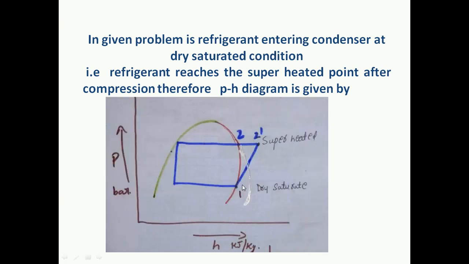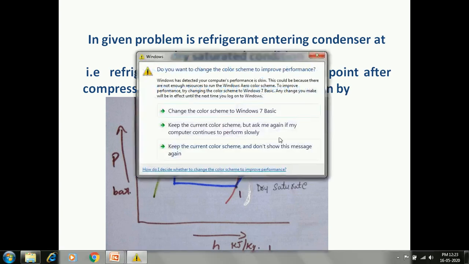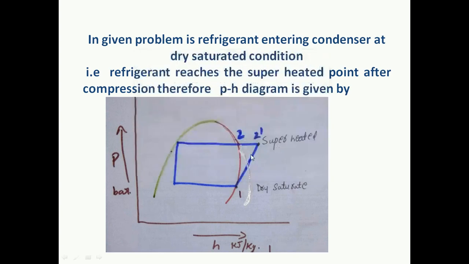See how it will be. 1 to 2 dash is the compression process. Here is the dry saturated point. When it is compressed from here, it will become superheated. It will go to the superheated region.